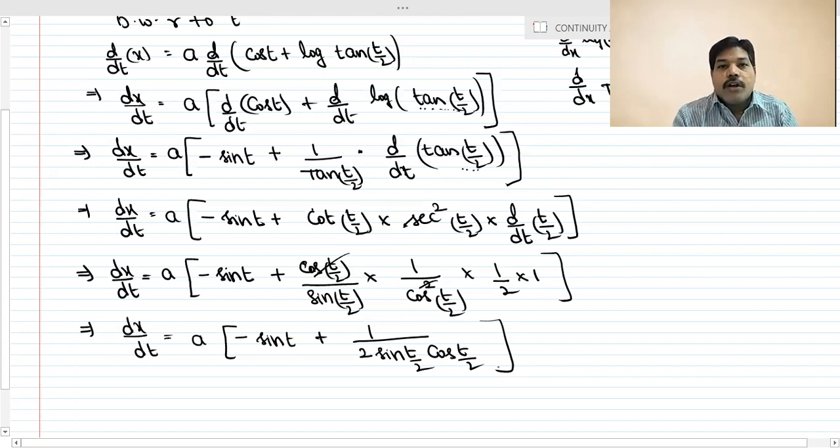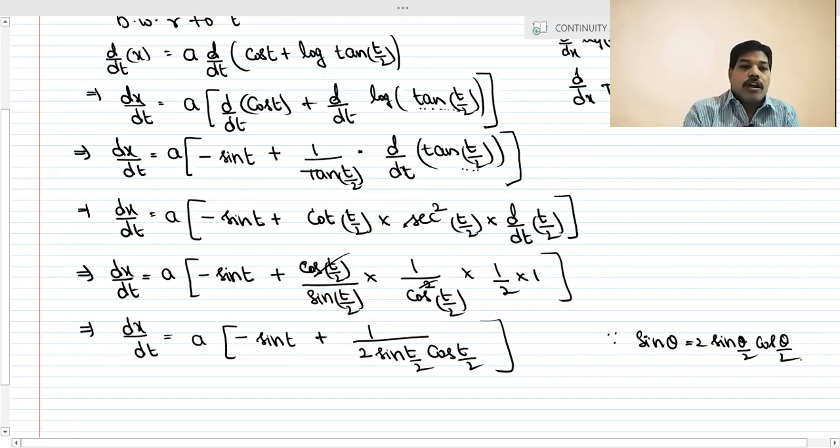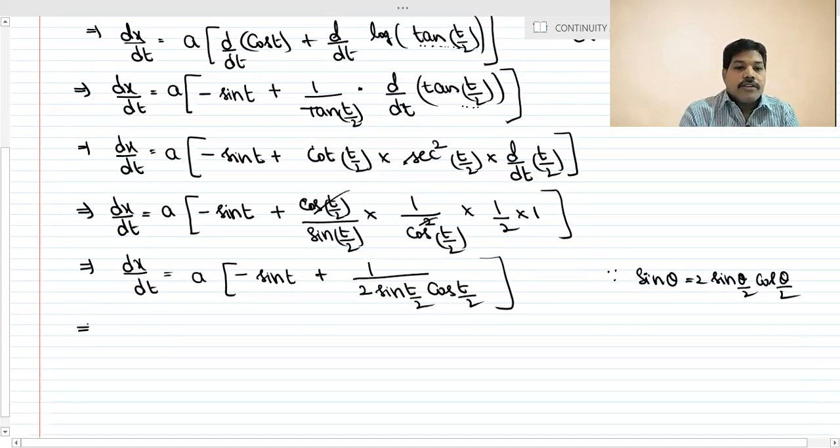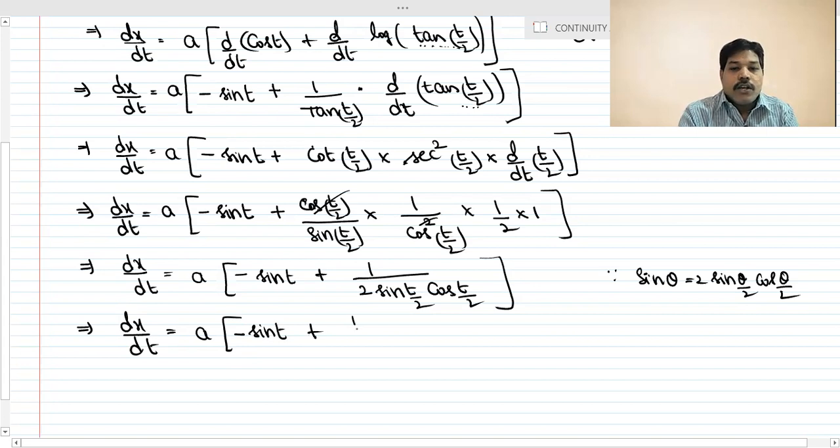So what happens, students? 2 sine theta by 2 cos theta by 2, we already know the formula. Sine theta can be written by the half angle formula as 2 sine theta by 2 into cos theta by 2. Apply this formula. So dx by dt is equal to a into minus sine t plus 1 by sine t.